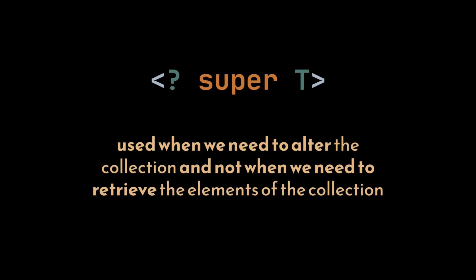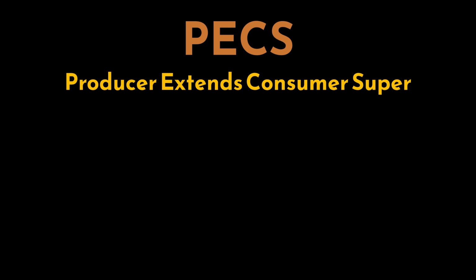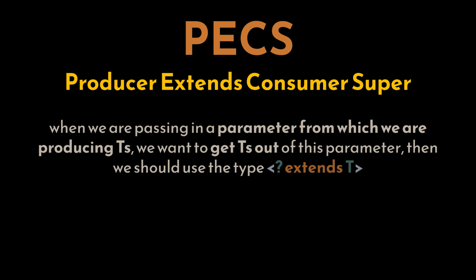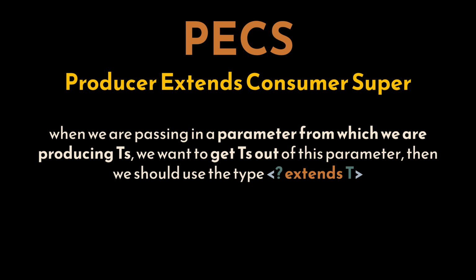The examples we gave and my emphasis on when we needed to add or retrieve elements from the bounded collection was to lead to a mnemonic for wildcard usage. And it goes by PECS. Producer extends, consumer super.